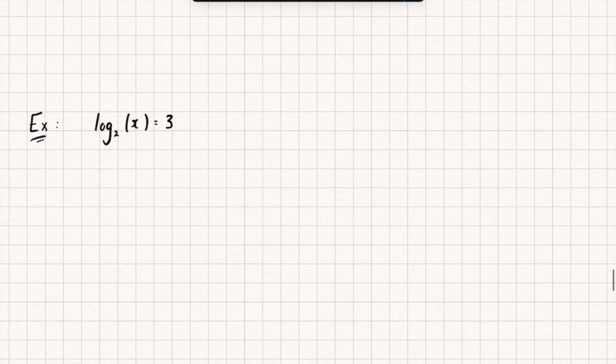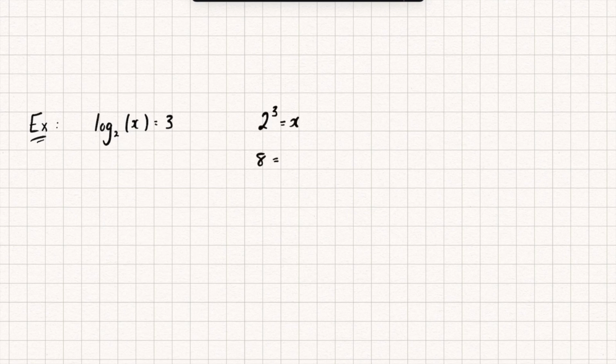Here we've got log base 2 of x equals 3, and we want to make x the subject to solve it. The way we can do that is by rewriting this logarithm in exponential form. All this logarithm is saying is, what do I raise 2 to the power of to give me an answer of x? Well, the answer is 3, so it's saying 2 cubed is equal to x. And 2 cubed is just 8. So we get 8 is equal to x, and we've solved the first equation.